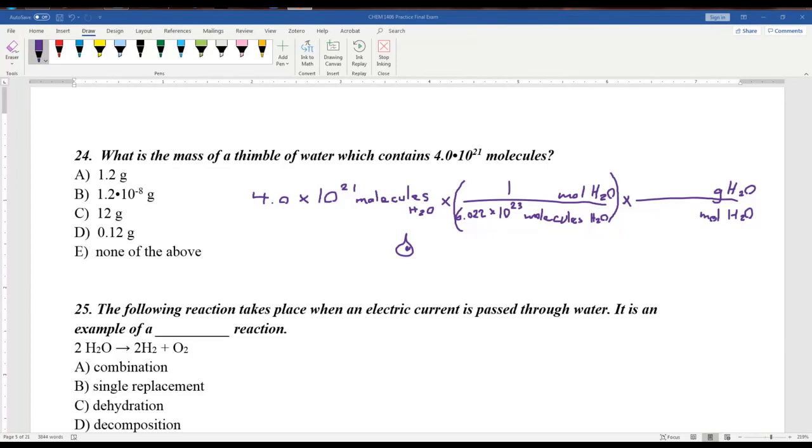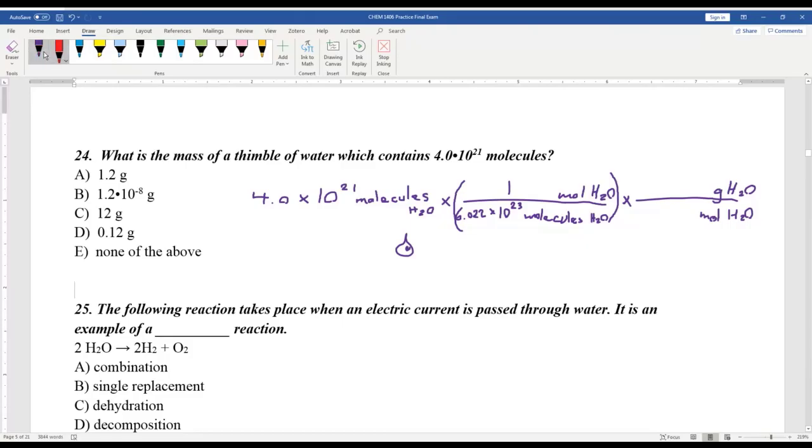Where do I need to look? Not 17. 17 is close though. Where do I need to look to get the relationship between grams and moles? Periodic table. Very good. I have 2 hydrogens and 1 oxygen. Oxygen is 16, hydrogen is 1. But I have 2 hydrogens, so the molar mass is 18. If I want to be real precise, I could say it's 18.02. And that's how many grams per 1 mole.